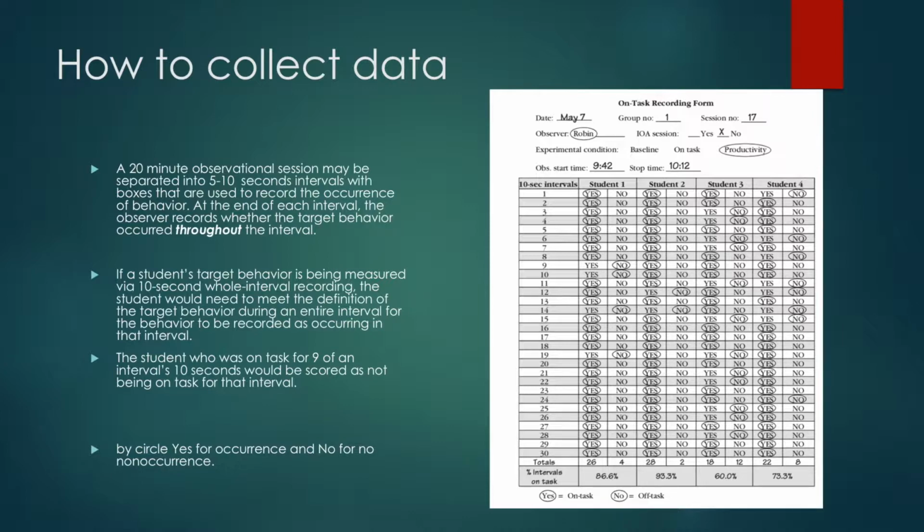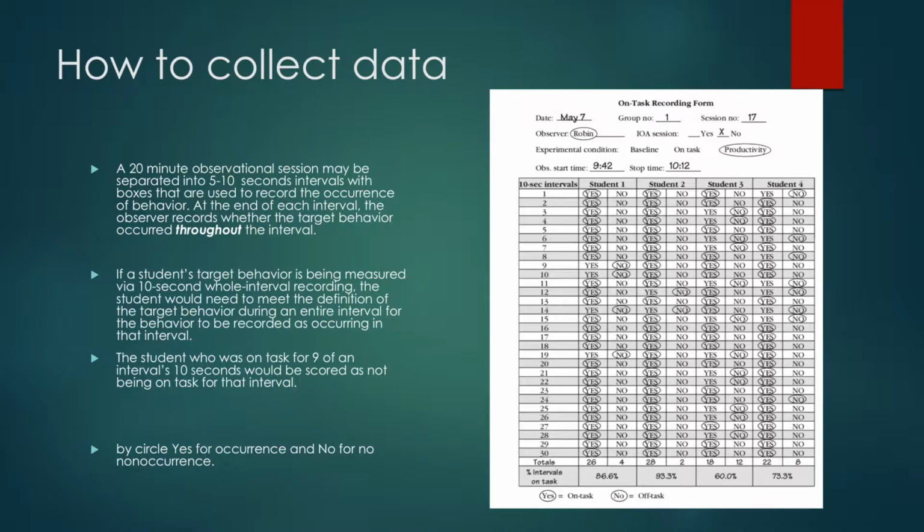So in the following, I'm going to introduce how we collect the data. Here is an example of a whole interval recording form used to measure the on-task behavior of some students during academic seatwork time. You will see that a 20-minute observational session may be separated into 5 to 10 second intervals, with boxes that are used to record the occurrence of behavior.